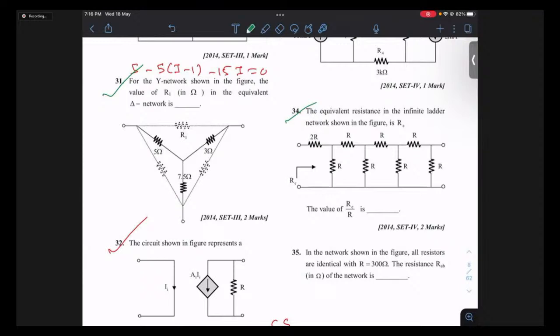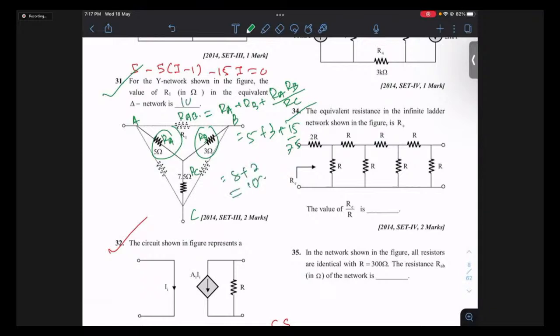So if I denote this by node A, this by node B, and this by node C, this is my RA, this is my RB, and this is my RC, and this is my RAB, which is R1 in this case. So RAB is given by the formula RA plus RB plus the product of these two, RA RB, divided by RC. So substituting the values: 5 plus 3 plus 15 divided by 7.5. That is 5 plus 3 is 8 plus 2, which happens to be 10. So this answer is 10. Like this, some simple questions are also there.